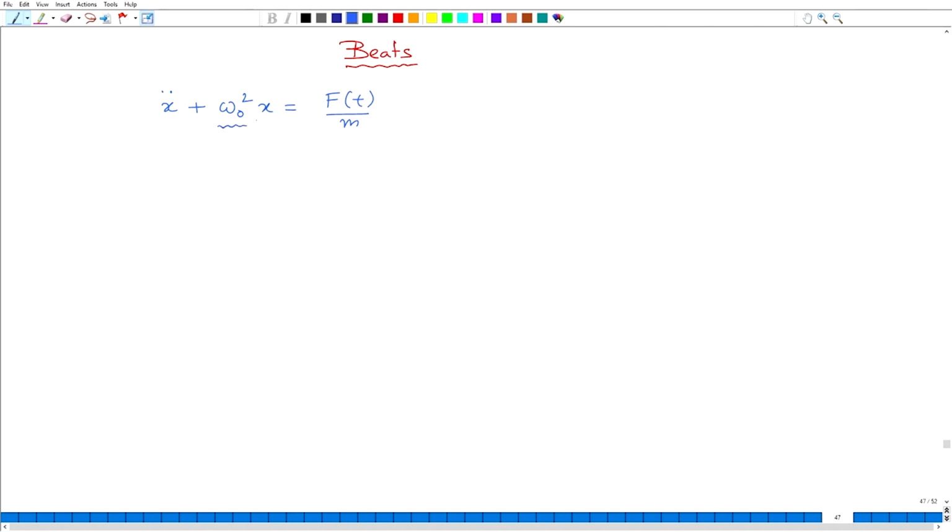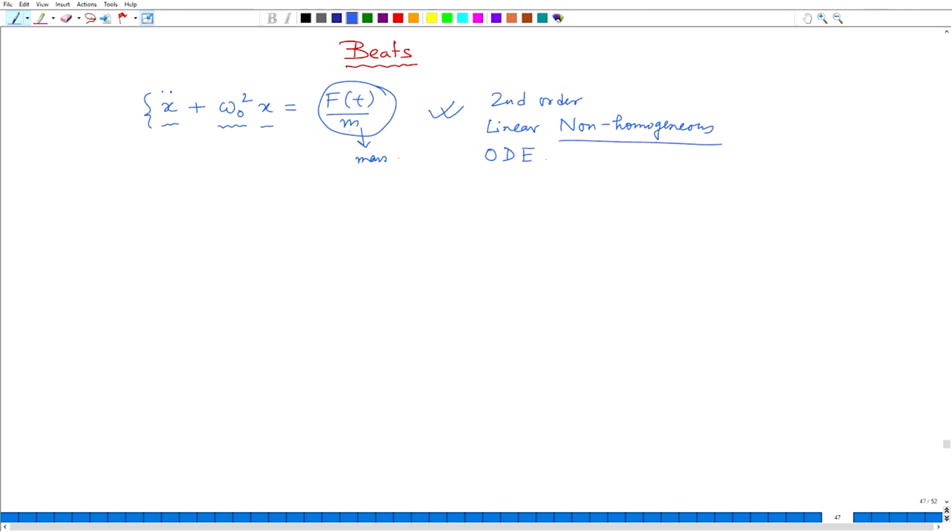Where this is the natural frequency, this is the displacement vector, and the double dot means this is the acceleration, this is the displacement, and this is the forcing term, of course m being the mass of the oscillator. And this makes the equation a second order, linear, non-homogeneous ordinary differential equation.